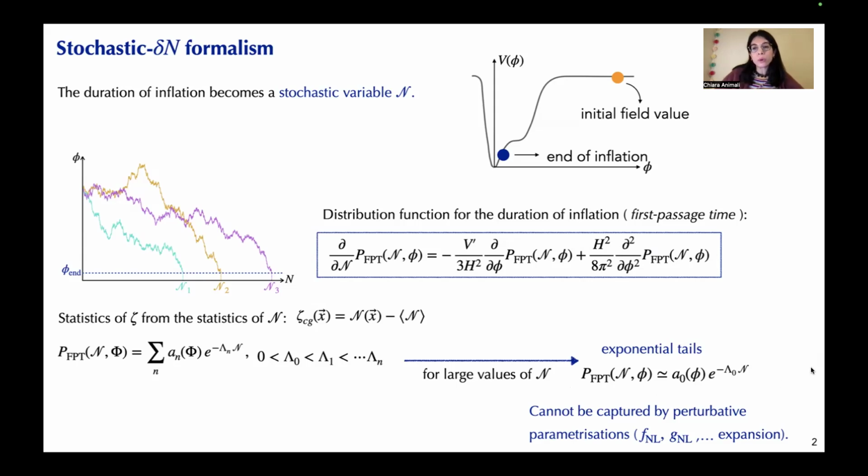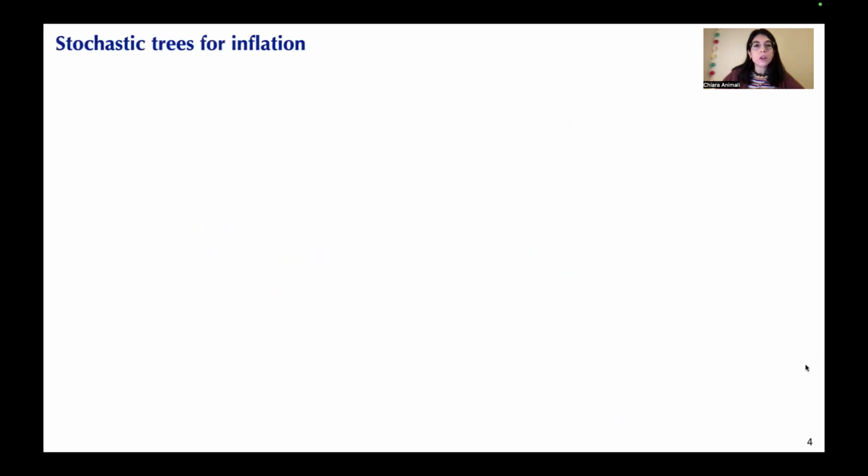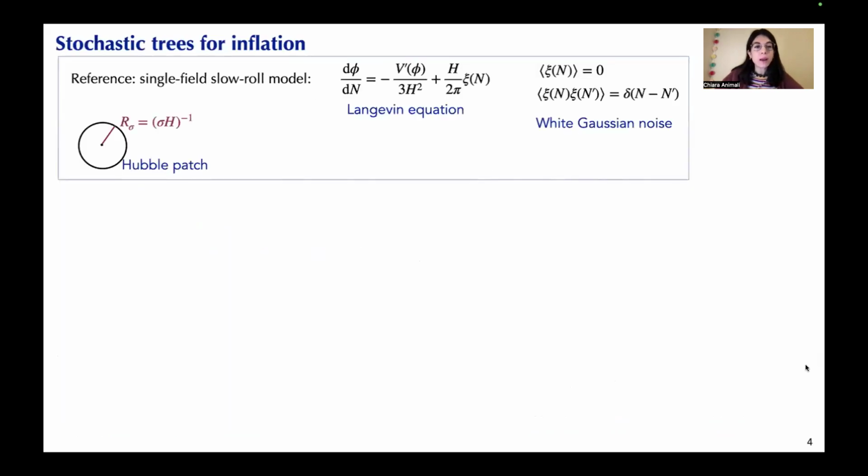And therefore, in what follows, I will present an alternative and complementary way, which is how we can implement stochastic inflation and the stochastic delta N program on stochastic trees by modeling the inflationary expansion as a branching process that here is considered to be binary, but this comes without loss of generality. So as a reference, let us have in mind a single field slow roll model of inflation. This is the Langevin equation for the inflaton field, and xi is a white Gaussian noise.